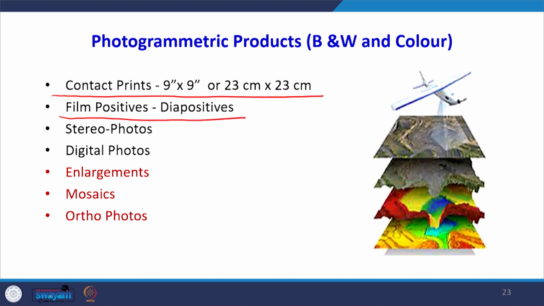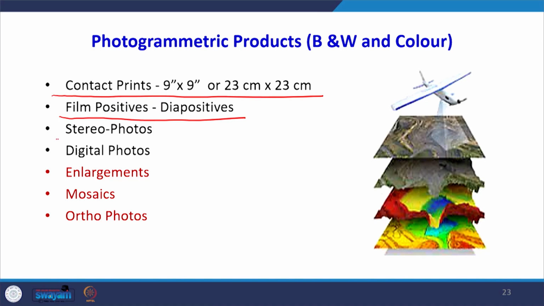So film positives and diapositives were created from the film negative later on, so that we can use them on the instruments and carry out 3D modeling and carry out the measurements or mapping work. The stereo photos, these photographs had the overlap, successive photographs had the overlap, and the overlap region was used to create a stereo model. So they were taken in the stereo modes.